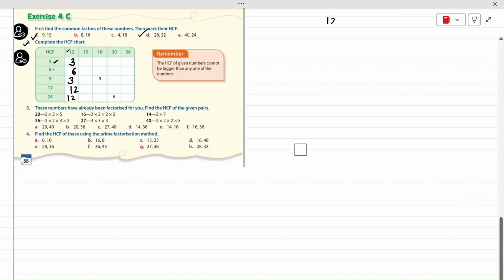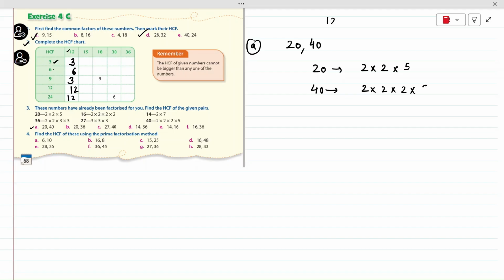Okay, so now let's move to the next question, question number 3. These numbers have already been factorized for you. Find the HCF of the given pairs. So let us do it here. We are given 20, 36, all these numbers. So let me pick part A first. They have already factorized. So for 20, I am picking the factors of 20, which is 2 into 2 into 5. And for the number 40, 2 into 2 into 2 into 5.